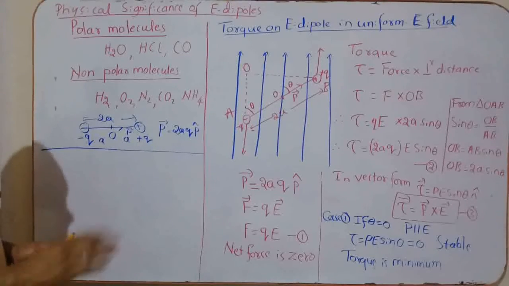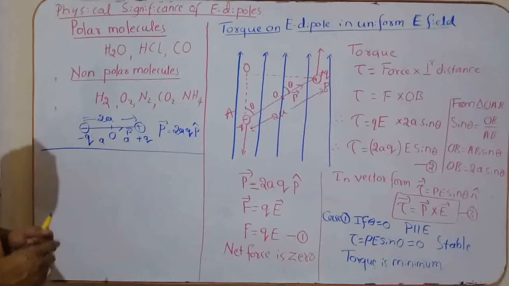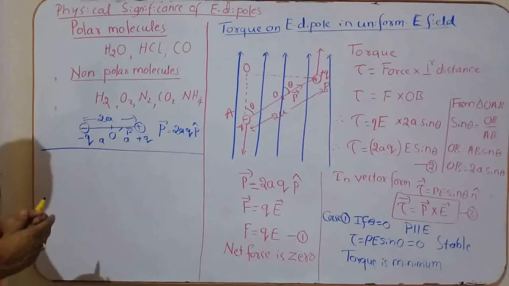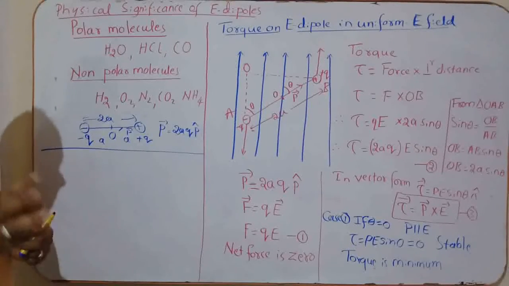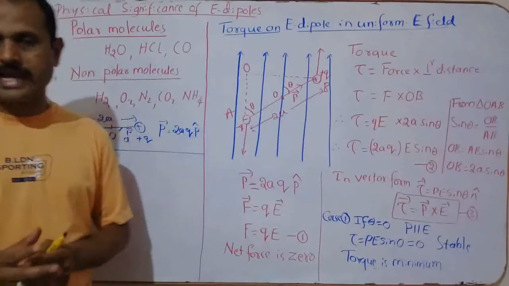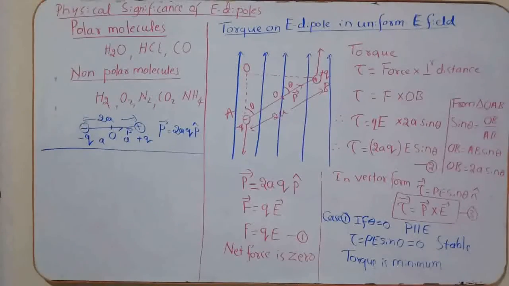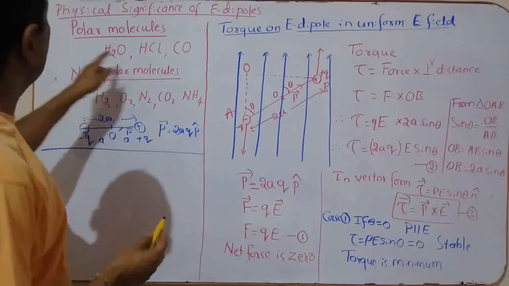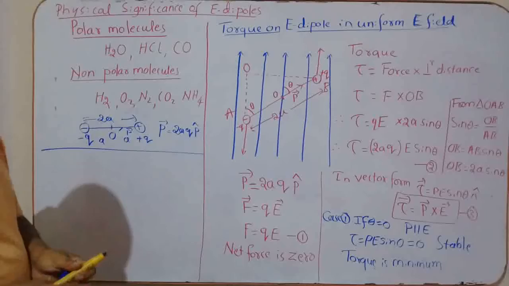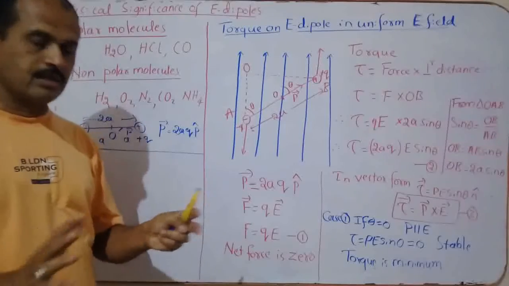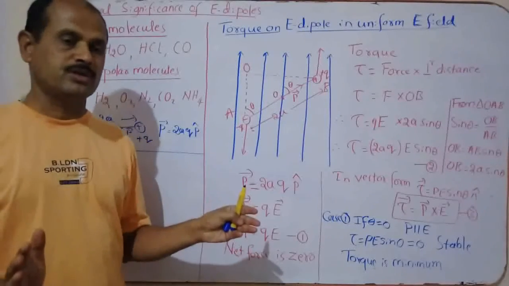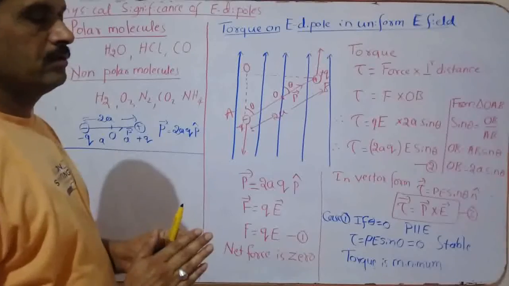Now, in the previous video clip, the physical significance of the electric dipole. I told you earlier that some molecules act like a dipole. Yes, in a few molecules of the medium, the center of the positive charge and the center of the negative charge do not coincide. They are separated by a very small distance. Such molecules are called polar molecules.